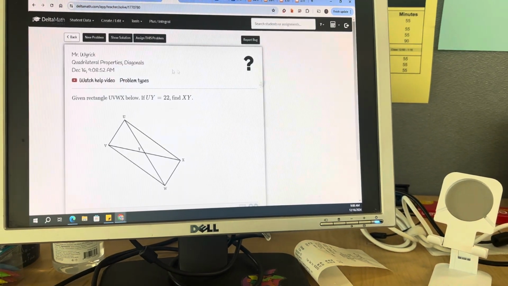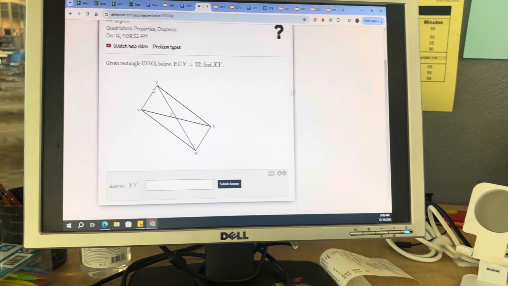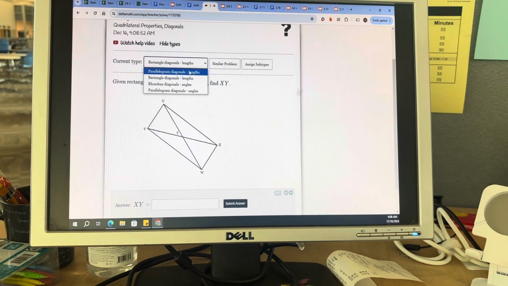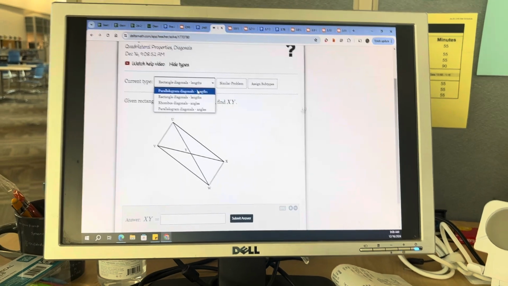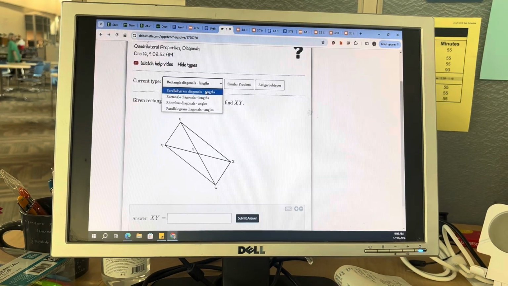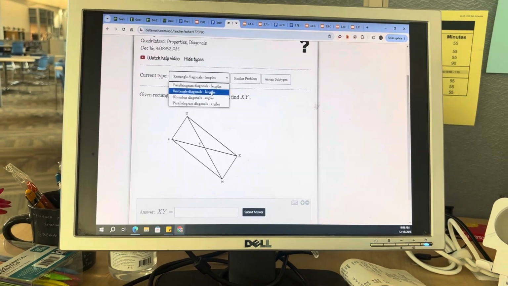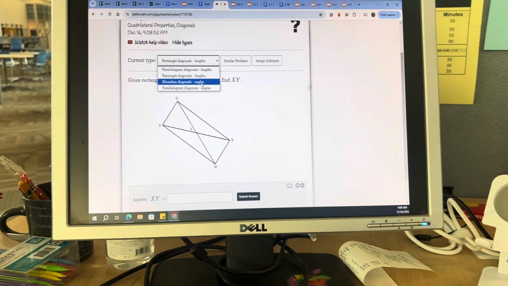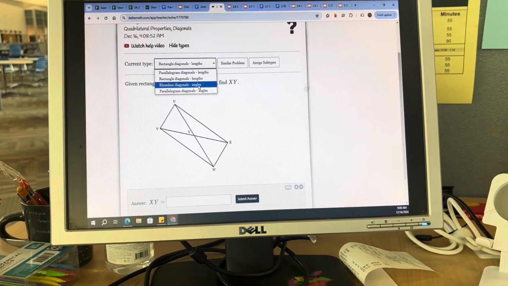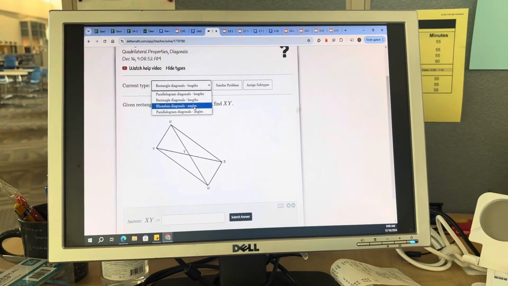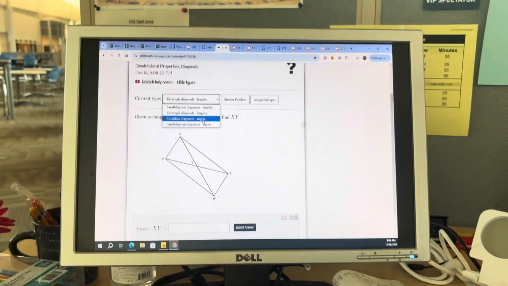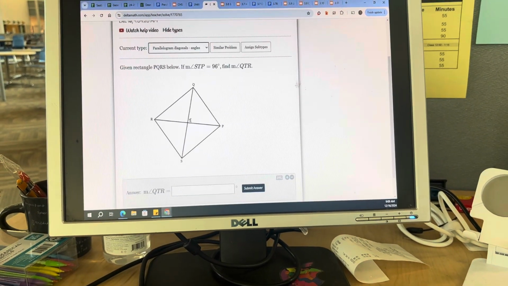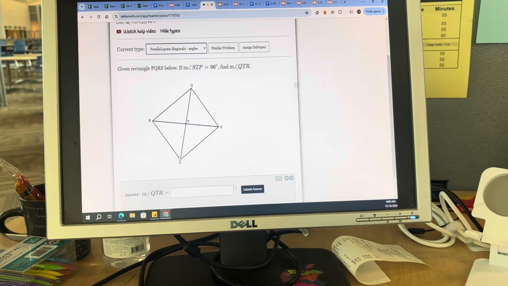Then we have the quadrilateral properties with the diagonals. I think there's only a couple kinds here. Yeah, we have the parallelogram diagonals. Remember, those are going to bisect each other. That's all that happens with the diagonals of a parallelogram. With a rectangle, the diagonals are going to be congruent. With the rhombus, the diagonals are going to intersect each other at a 90-degree angle. They are perpendicular bisectors. And then on the parallelogram diagonals with the angles, it's going to give you some kind of indication, something going on.